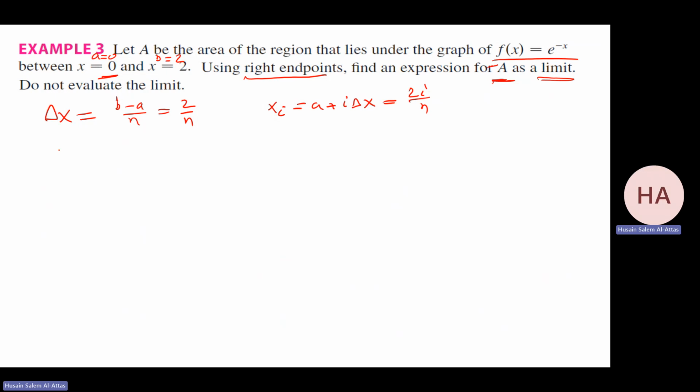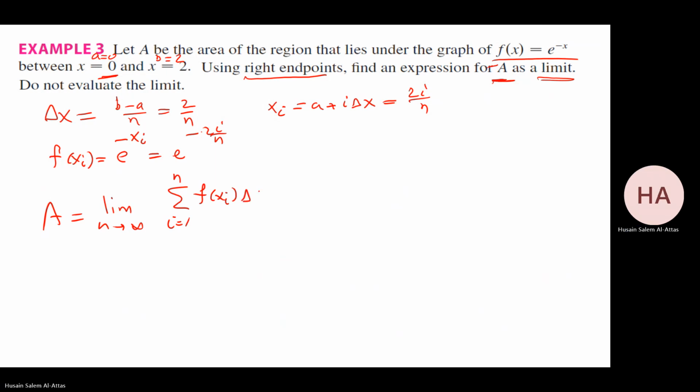Okay. f of xi will be e to the power minus xi, which is e to the power minus 2i over n. The area, or before the area, let me do it right away. Limit n goes to infinity, summation i equals 1 to n, f of xi delta x. That will be what? f of xi is what? e to the minus 2i over n. Delta x, what is it? 2 over n.